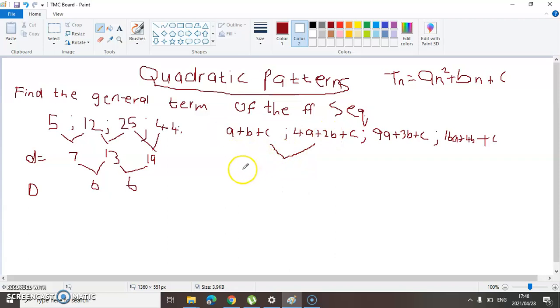And then if you do that, you're going to get 3A, and then plus B. And then what about this one and this one? You can do the calculations yourself, and you can end up getting 5A, because 9A minus 4A is 5A.